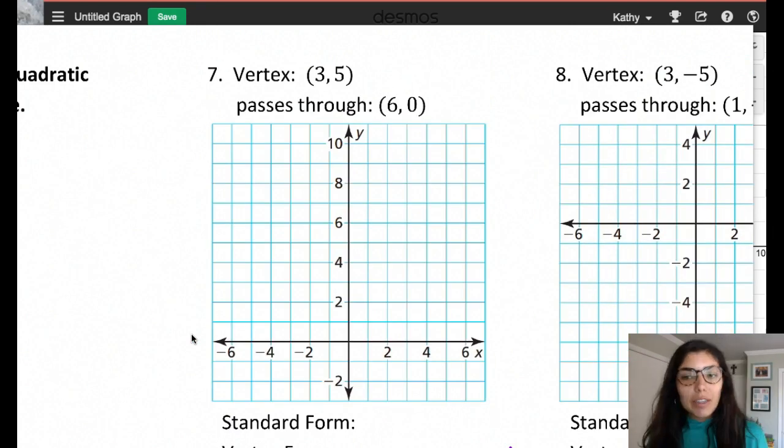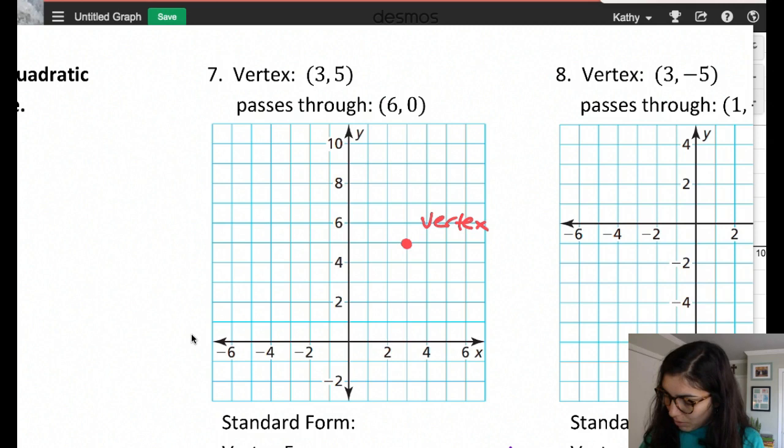Okay, this time it didn't give you a picture, it gave you a description. It said, well, the vertex is at 3, 5, and it passes through 6, 0. We have to do the work this time. So what I'm going to do is plot my 3, 5 vertex: over 3, up 1, 2, 3, 4, 5. There's my vertex. And my other point is at 6, 0. 1, 2, 3, 4, 5, 6, 0.